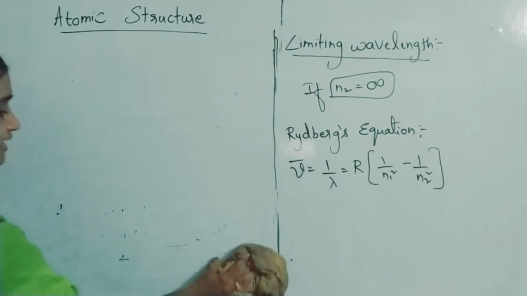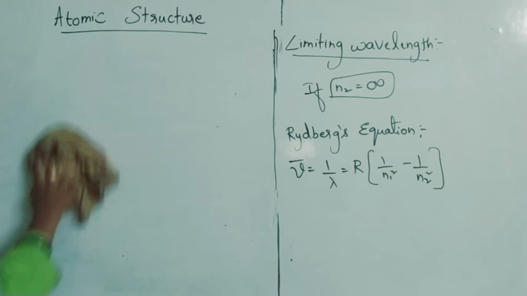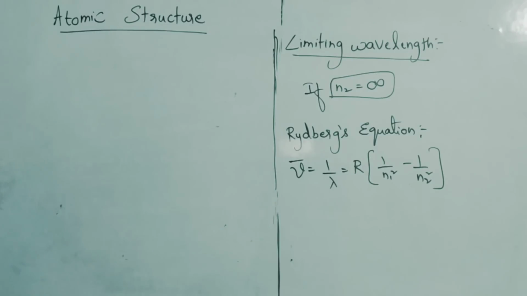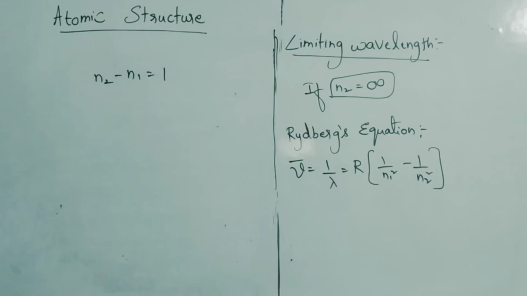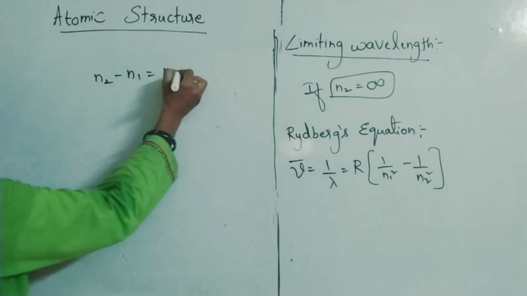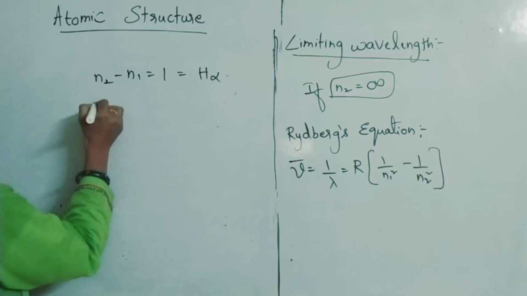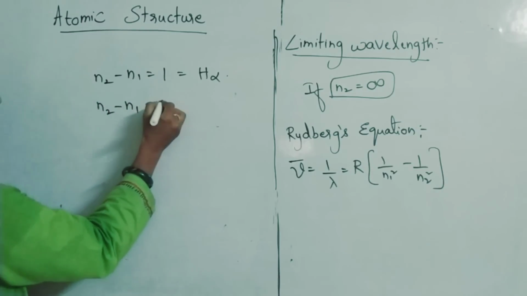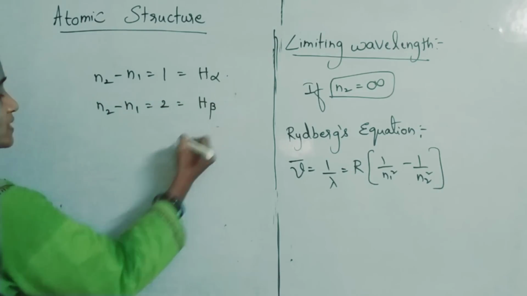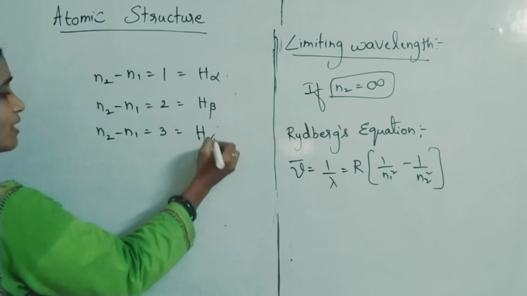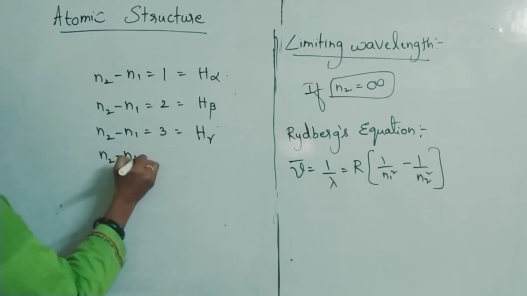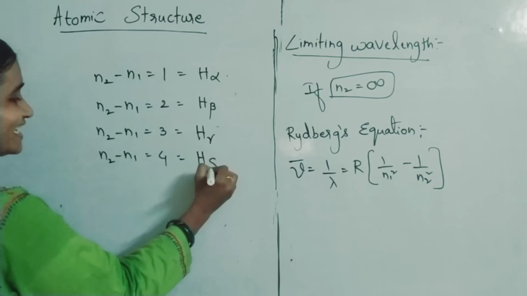So next we will be learning about different series of spectral lines. Already I told you, suppose you have the n2 minus n1 difference. If the value you are getting is 1, then that line is called what? H alpha line. If the difference of n2 minus n1 is equal to 2, you call it H beta line. If the difference is equal to 3, H gamma line. If the difference is equal to 4, then you call it H delta line.